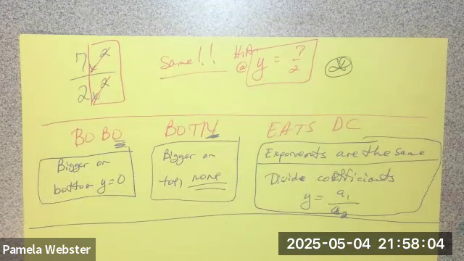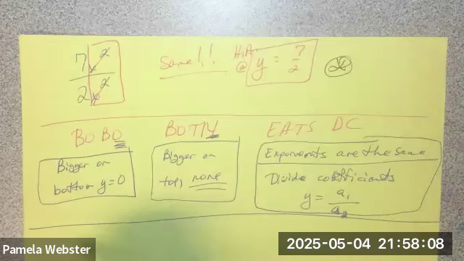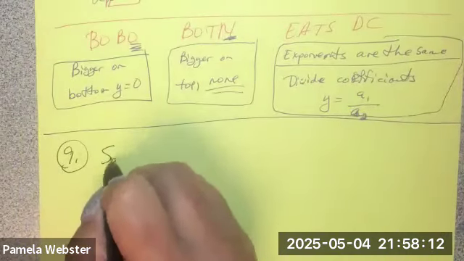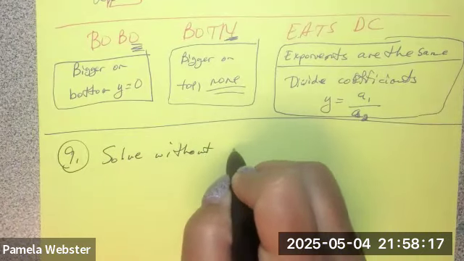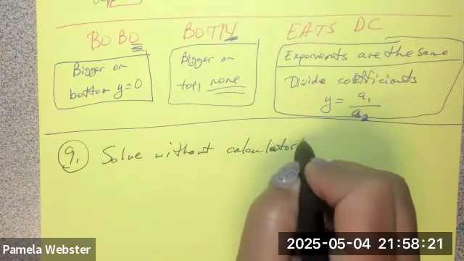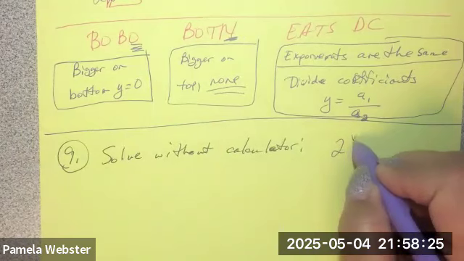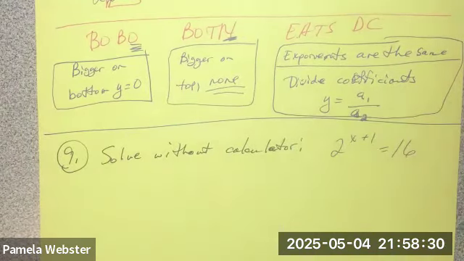What else? There is some logarithm stuff in here. On the test I'm looking at, it says solve without your calculator. Okay, that literally means I don't want you using your calculator. I want you to use rules that you know. Okay. I want you to use your brain. I don't want you to use any crazy log buttons or anything like that.